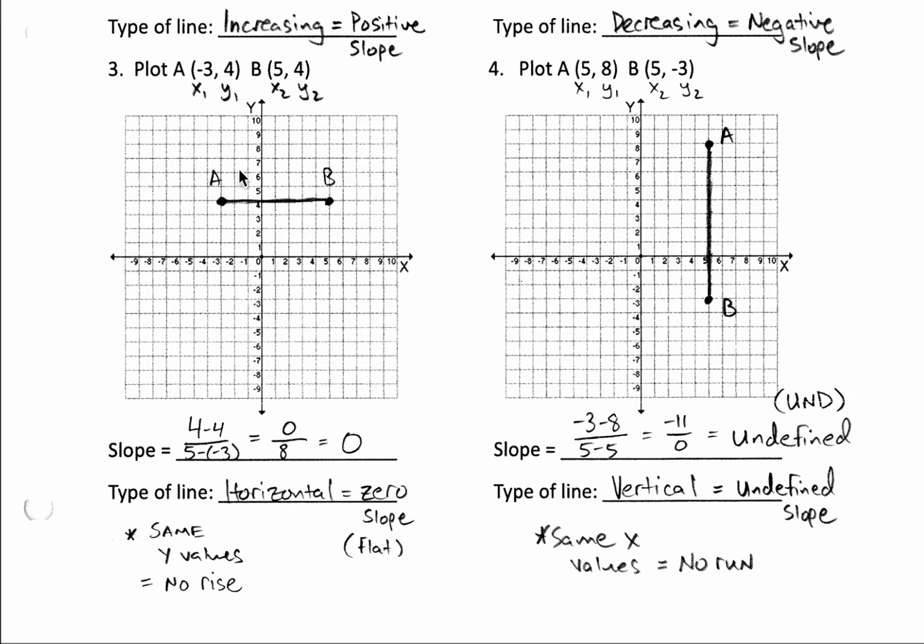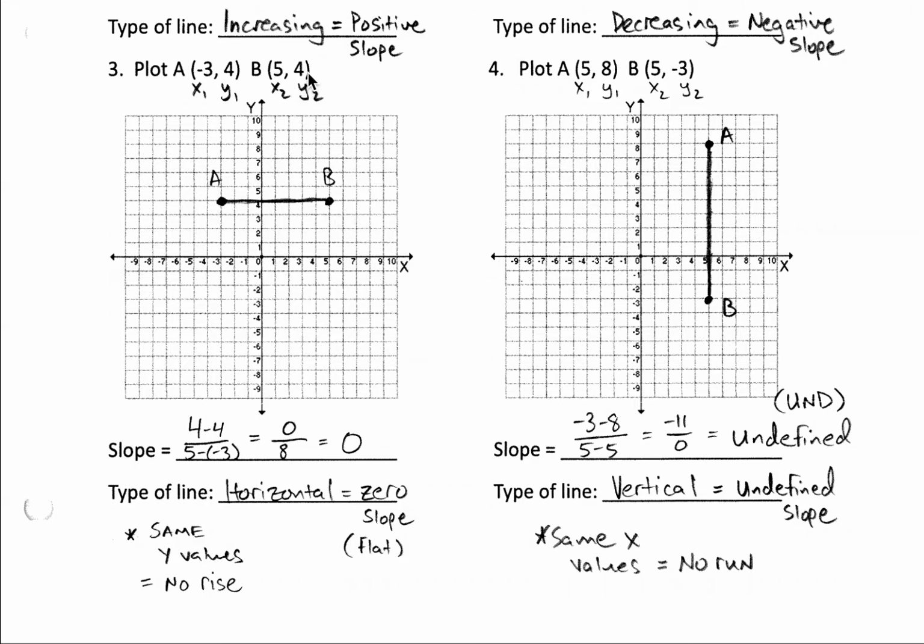For number 3, if we plot our 2 points, we see a straight line. It's flat. We call this a horizontal line. It looks like the horizon. Let's find our slope and determine what the slope of a horizontal line is.